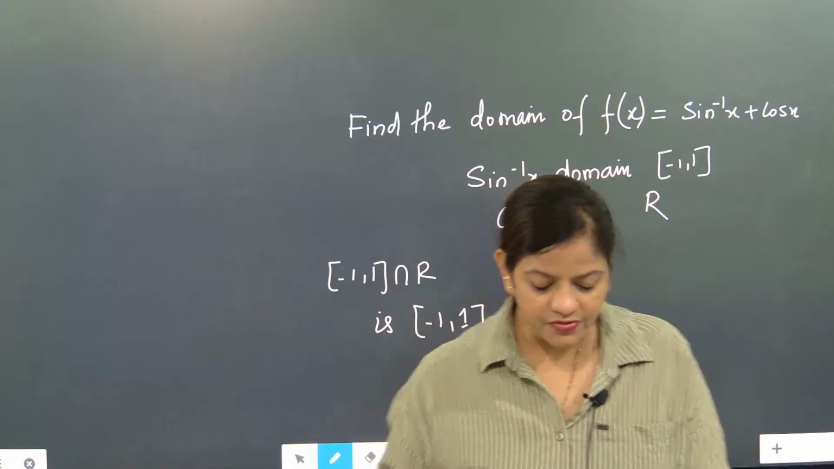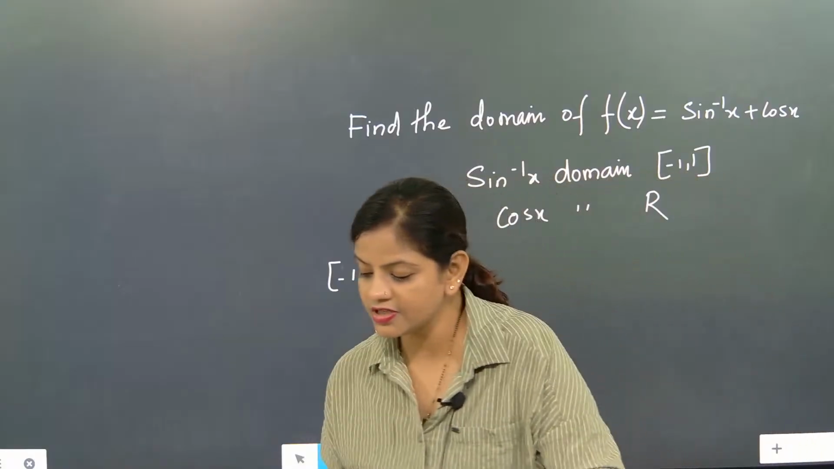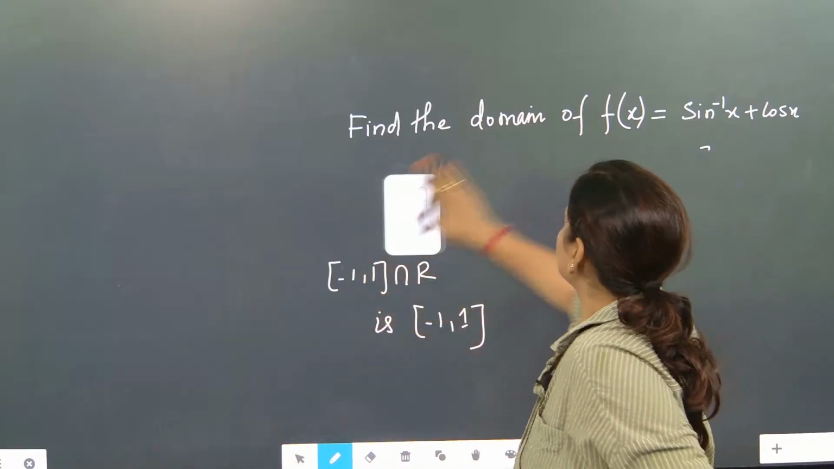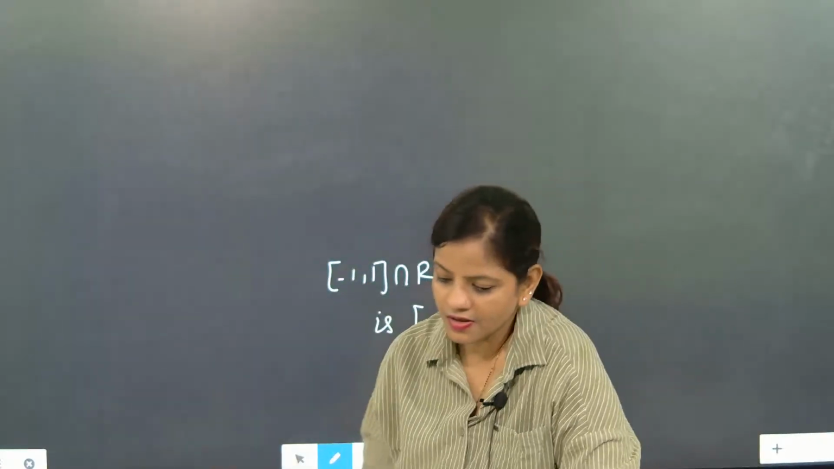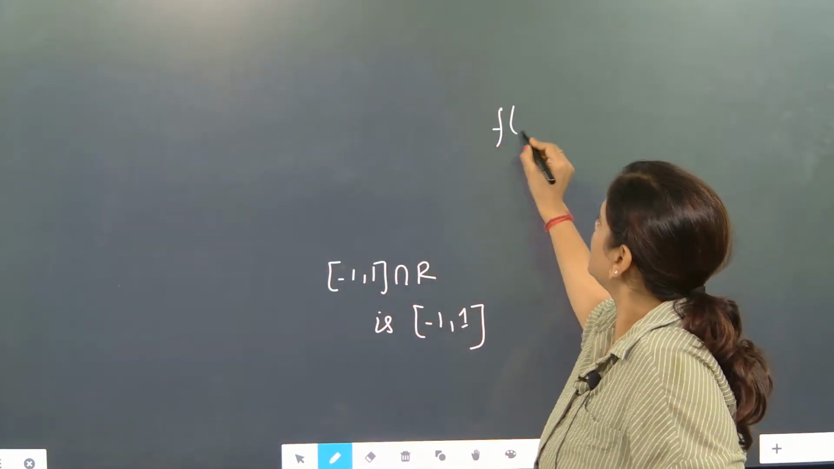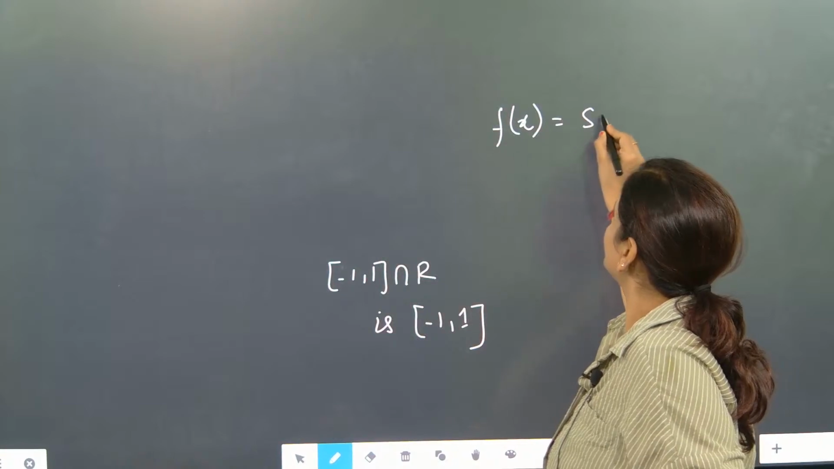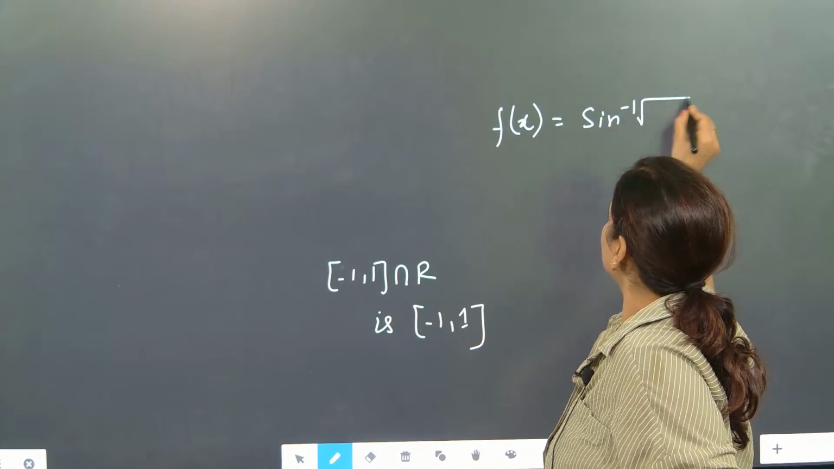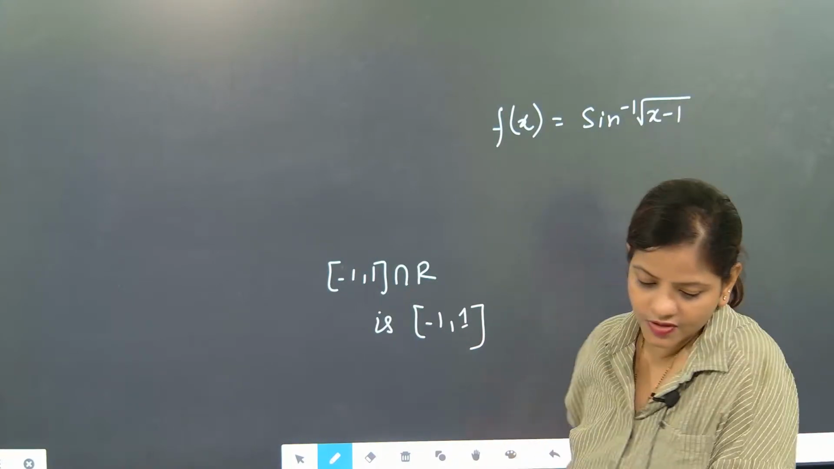Understood. So now, beta, if somebody will ask you which one is the best one, now you check this one out. Now, f of x is equal to sine inverse of root under x minus 1.